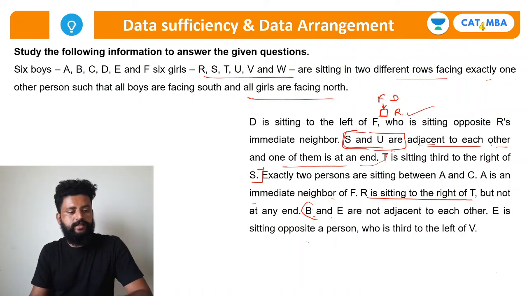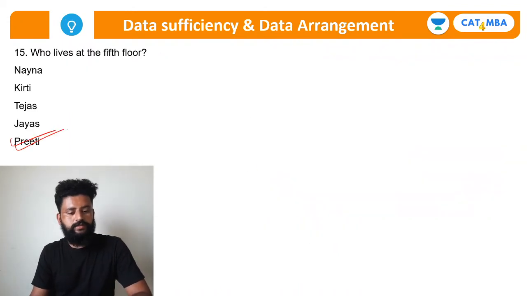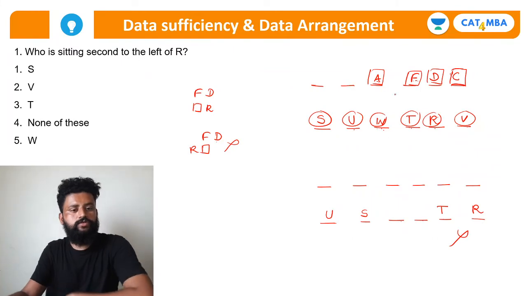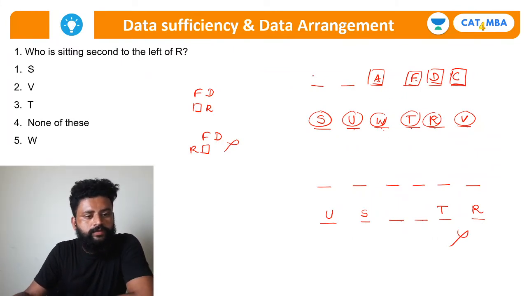B and E are not adjacent, and E is sitting opposite to a person which is left of 3. So we skip this as B and E. We cannot have that A and F adjacent to each other. So this must be V. This must be the person W.